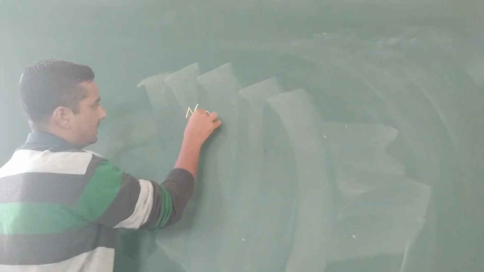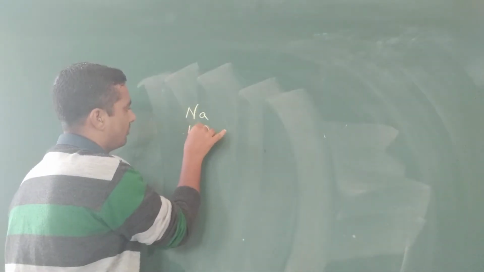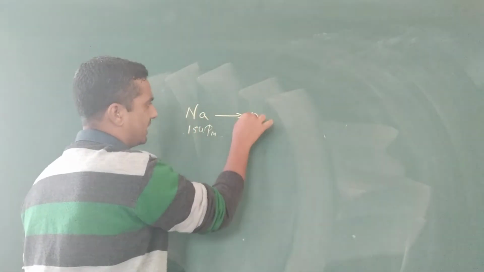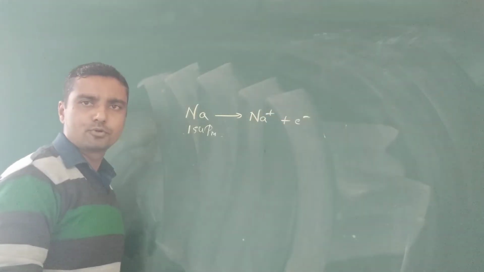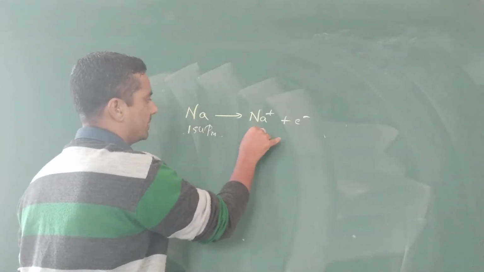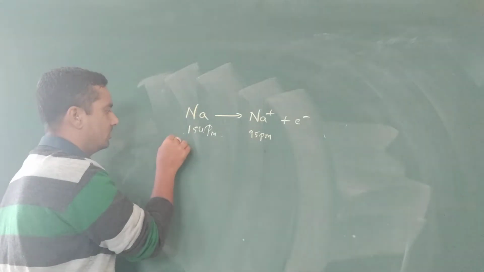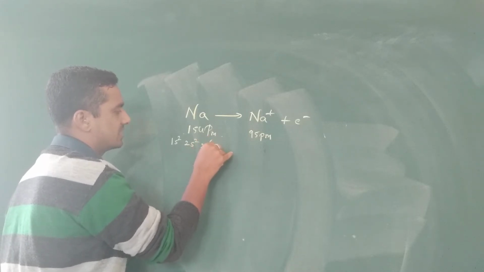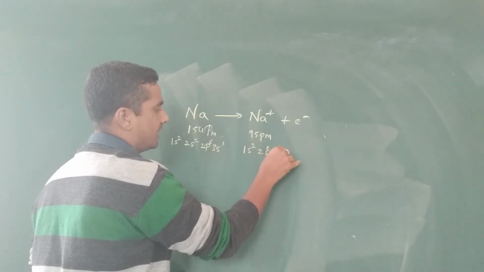For example, the sodium atom. The size of the sodium atom is about 154 picometer. After losing an electron, it forms Na plus, and the size is about 95 picometer. If we write the electronic configuration, the sodium atom is 1s2, 2s2, 2p6 and 3s1. For Na plus, it is 1s2, 2s2 and 2p6.